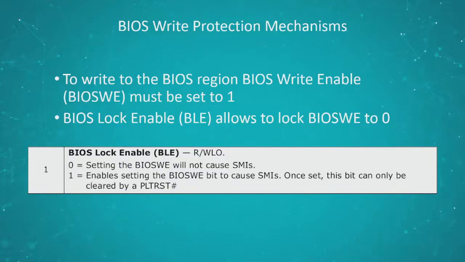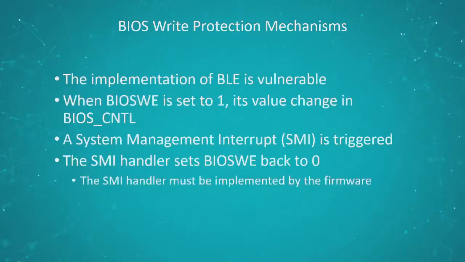But of course, you don't want any kernel driver to be able to mess with the content of the SPI flash and potentially corrupt it. So there's a protection mechanism here, which is another field in the BIOS control register, and this field is called BIOS lock enable, and it allows to lock BIOS write enable to 0. And this field is readable and write lock once. Write lock once means that once the firmware has set this bit to 1, there is no other way to set it back to 0 than performing a full platform reset. But there's a problem here.